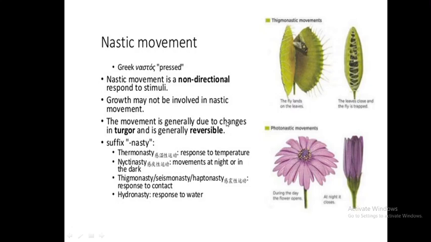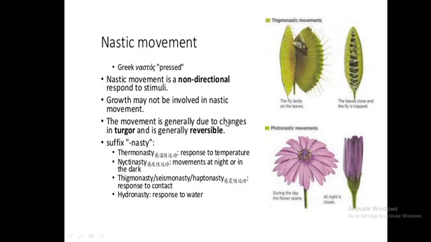Now let us discuss another topic, Nastic movement. In this topic, first we discuss the definition of Nastic movement and types of Nastic movements. Now what is meant by Nastic movement? The temporary bending movement of plant organs in response to external stimulus is called Nastic movements.